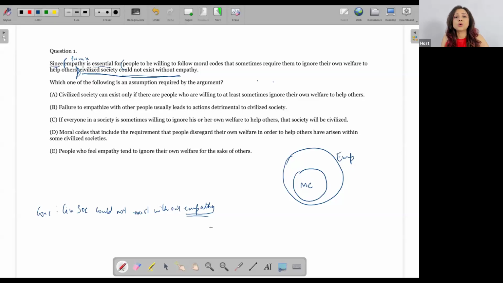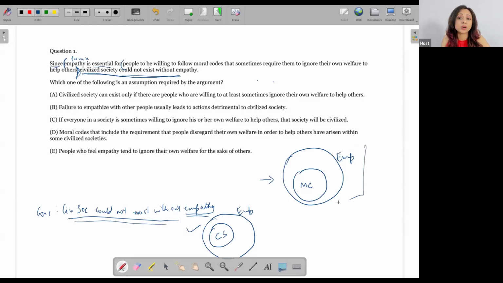So what has the author concluded? By looking at this data, he has concluded that I have my empathy here, and he's saying I have my civilized society here. He's saying empathy is necessary for a civilized society. Makes sense? Please keep in mind, this is his conclusion. This is not given to me. He has concluded this, because the data he's given me is only this one sentence.